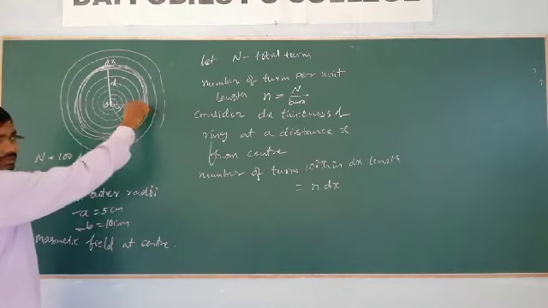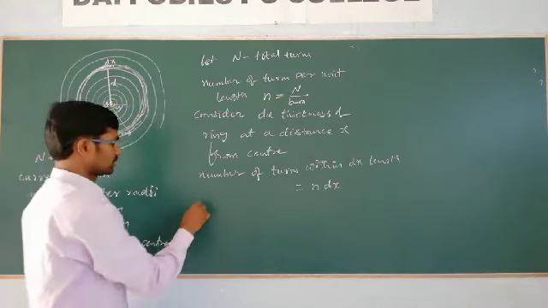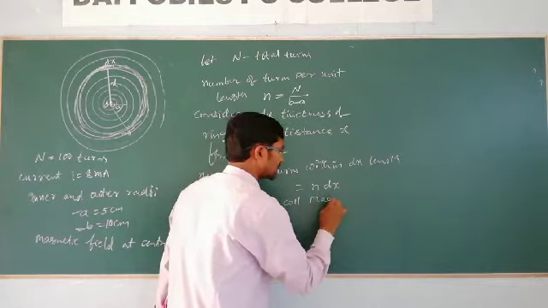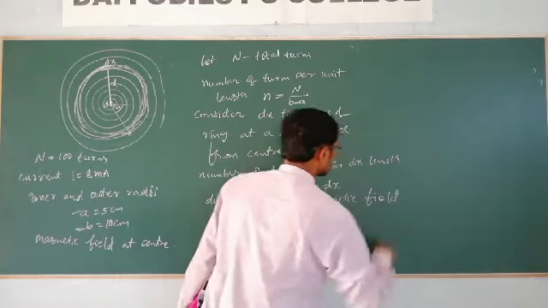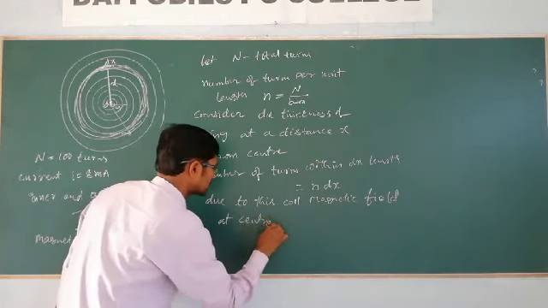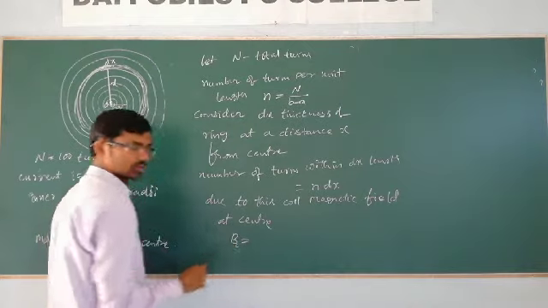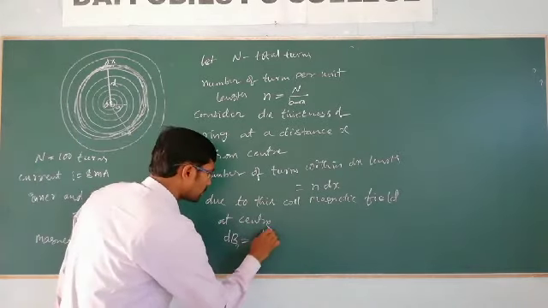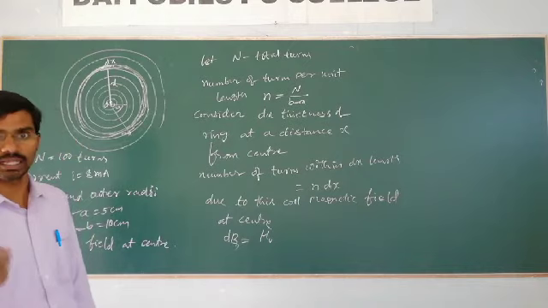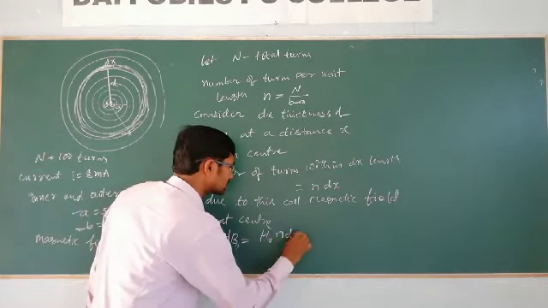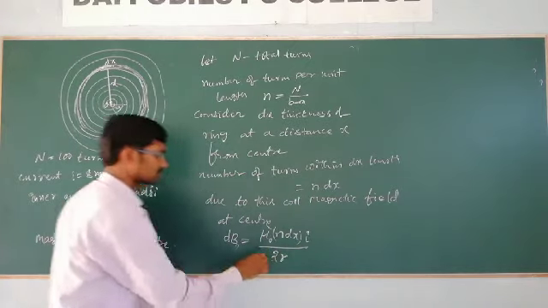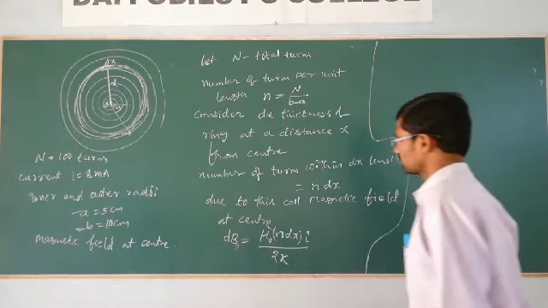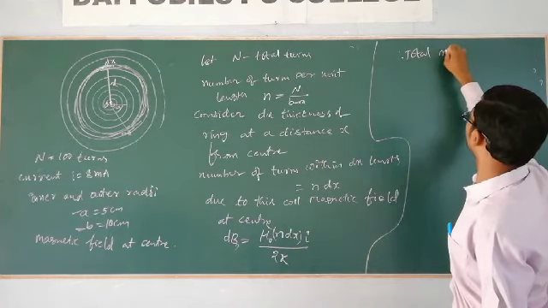Now, due to this dx coil, what is the magnetic field at the center? dB, because it is due to the dx part, is equal to mu naught N i by 2r, which means mu naught into n dx i by 2x, because the radius here is x.